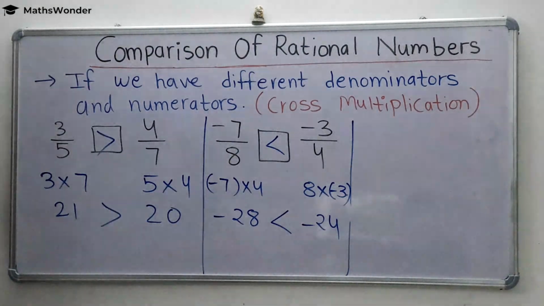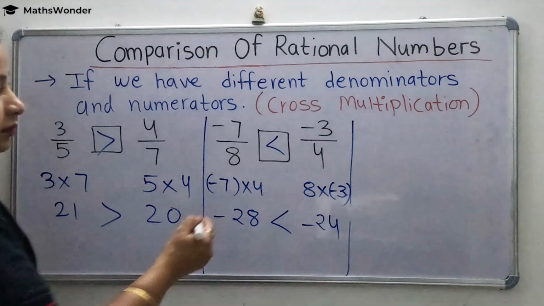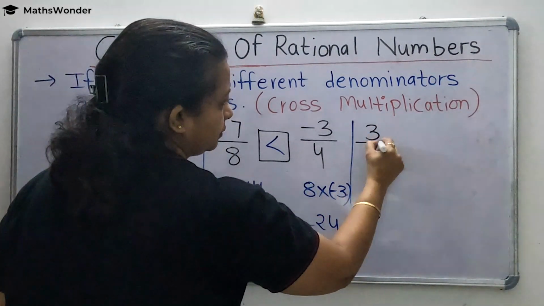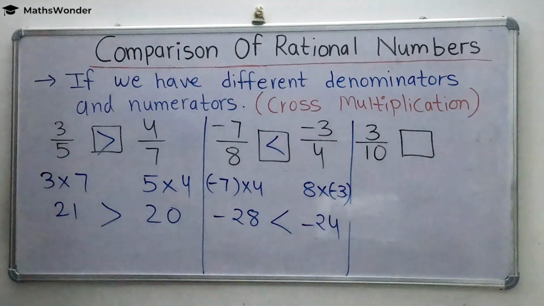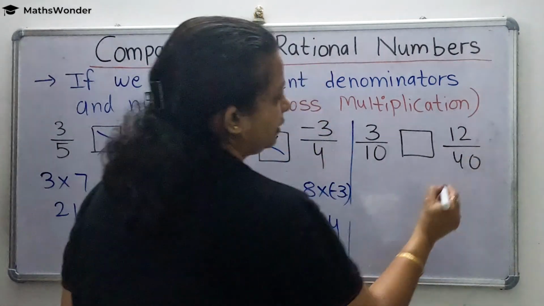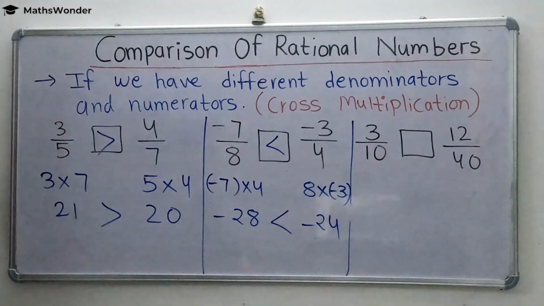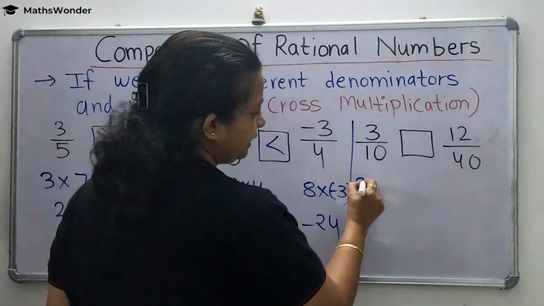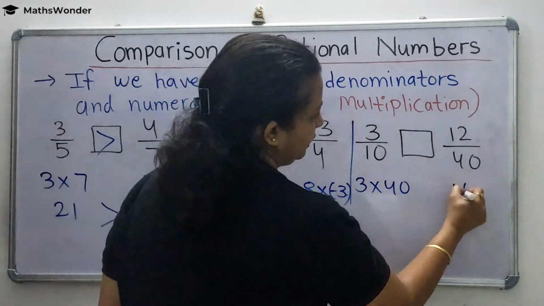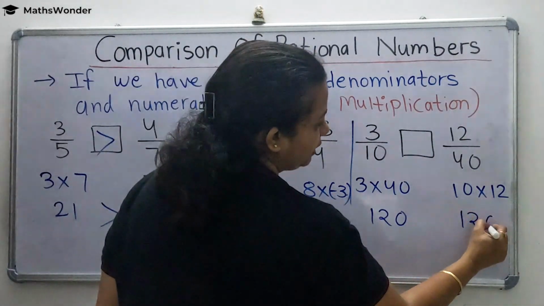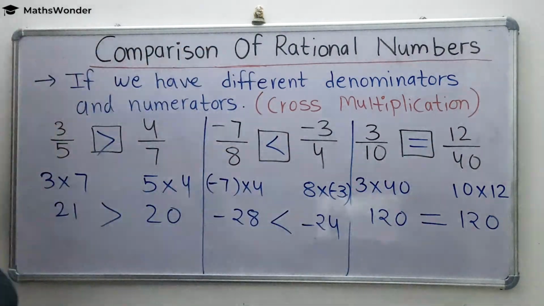Done. The last example is, suppose 3 over 10 and 12 over 40. You will do the cross multiply. So 3 times 40 and 10 times 12. They're both 120. So 120, that means equal. So this will automatically be equal.